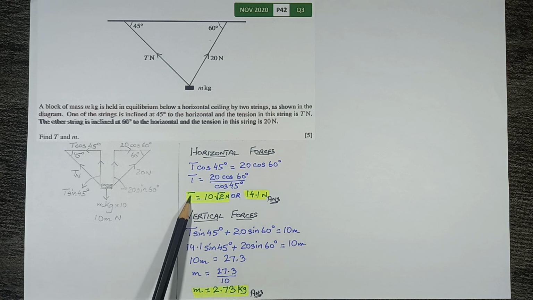Now we have the value of T as 14.1, so place it over here. 14.1 sine 45 plus 20 sine 60, just get the value of this, which is 27.3, and this would be equal to 10m. This 27.3 divided by 10 would be 2.73, and definitely that is a mass, and that would be in kg.